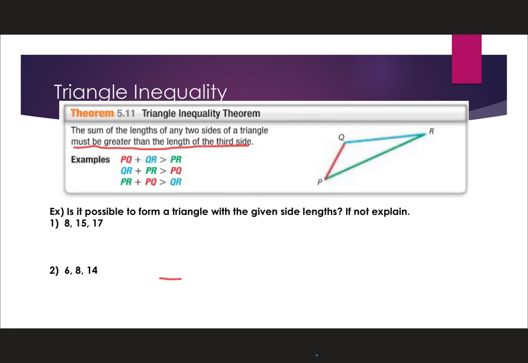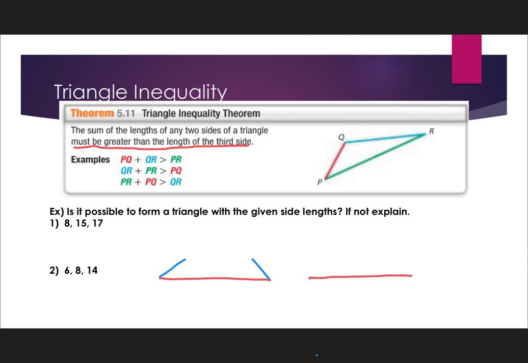If I have my third side right here, and I have two sides, and these two sides are less than my third side, there's no way those two blue sides are ever going to touch and ever going to create a triangle. They're just too short.